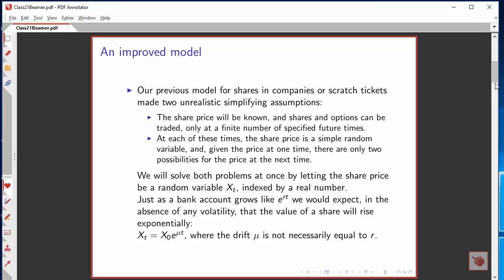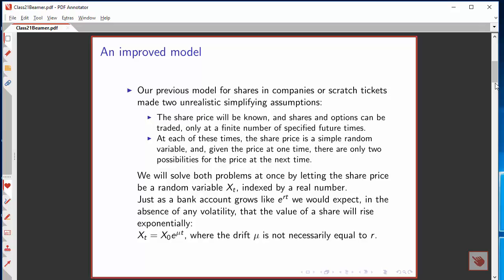We're going to get rid of both these problems at once by saying that the share price is a random variable x sub t. It's indexed by a real number t, a time, and it is no longer simple. It can take on any positive value.